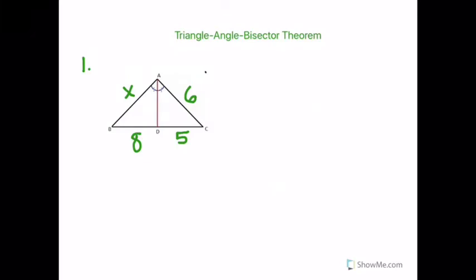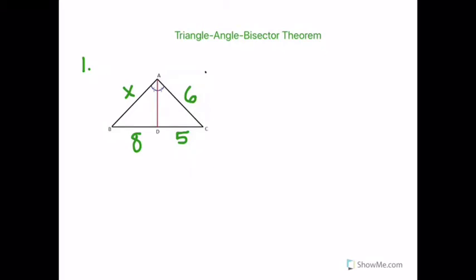All right, so here's my triangle. Angle A, again, is being bisected. So we're using the Triangle-Angle-Bisector Theorem to solve for x. So my instructions here are to solve for x. Since we learned from the theorem that the two segments at the bottom are proportional to the other two sides of the triangle, we can set up a proportion.